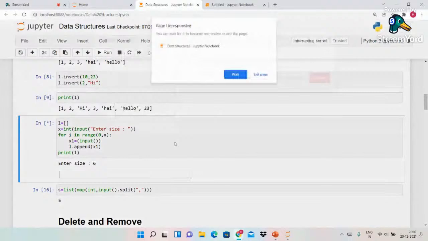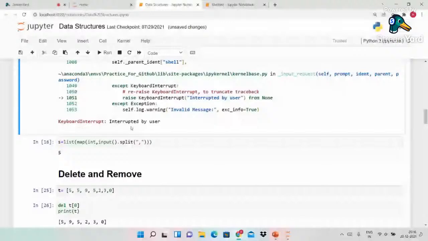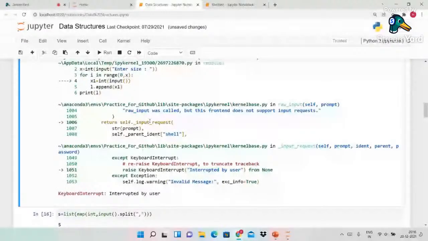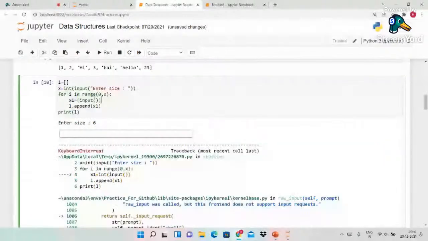Interrupted by user. Whenever some error is thrown, please don't just skip the error. Try to read and analyze what kind of error is being thrown. So what is the error? Keyboard interrupt, interrupted by user. I'm the user, I interrupted the kernel, that's what the interruption is about. Whenever you encounter errors like this, make sure you read them and understand what sort of error is thrown. That makes you understand the language better.